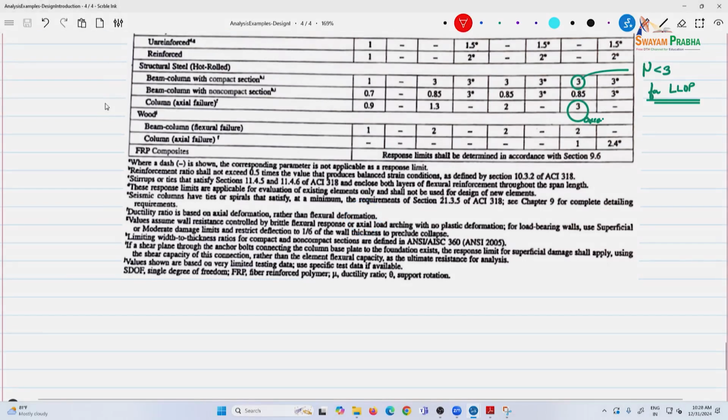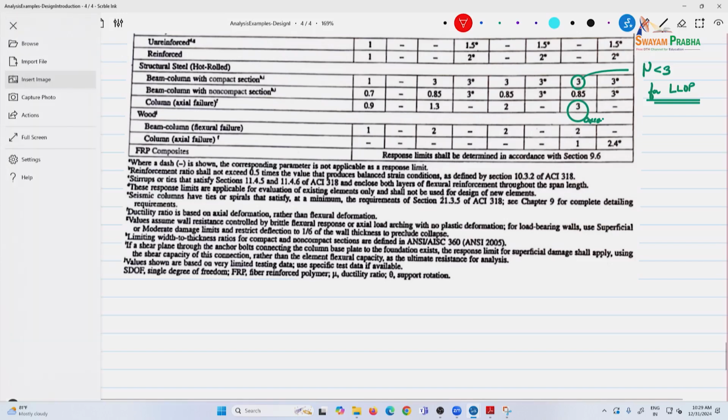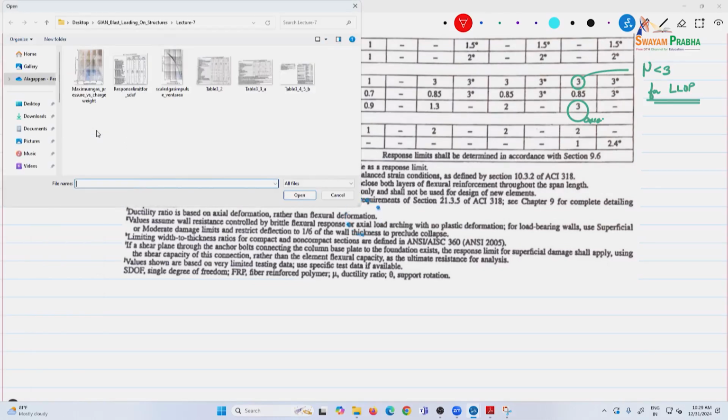So any questions? Let's do another example. Oh, there's a table 3-4? This one?